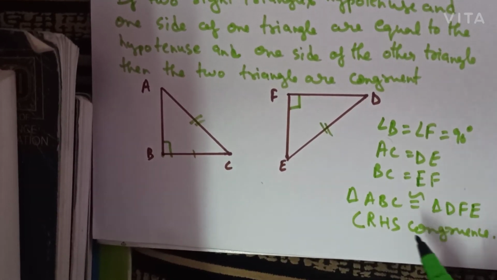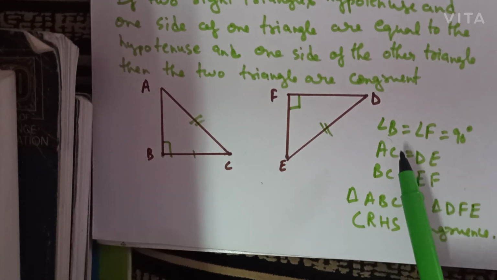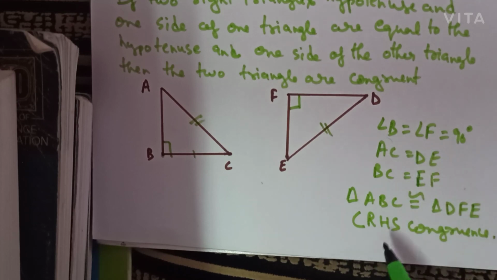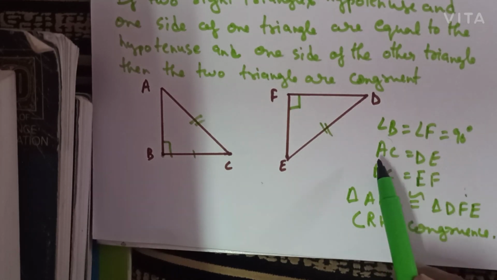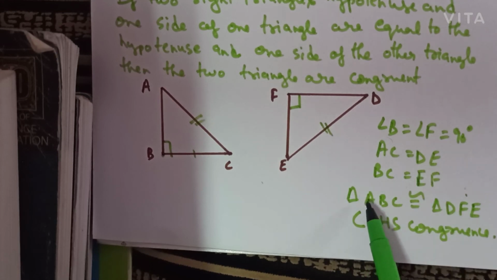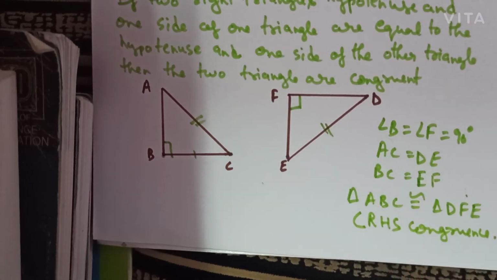So triangle ABC is congruent with triangle DFE. You can also see that vertex B should match with vertex F, and B is matching with F, correct. AC should match with DE, and AC is matching with DE. BC should match with EF, and BC is matching with EF. So it is correct. Triangle ABC is congruent with triangle DFE by RHS congruence.